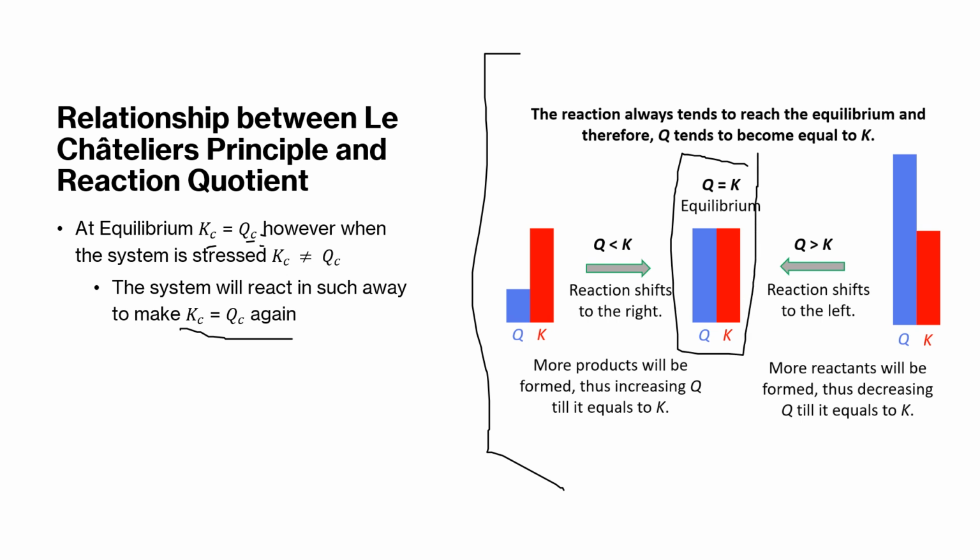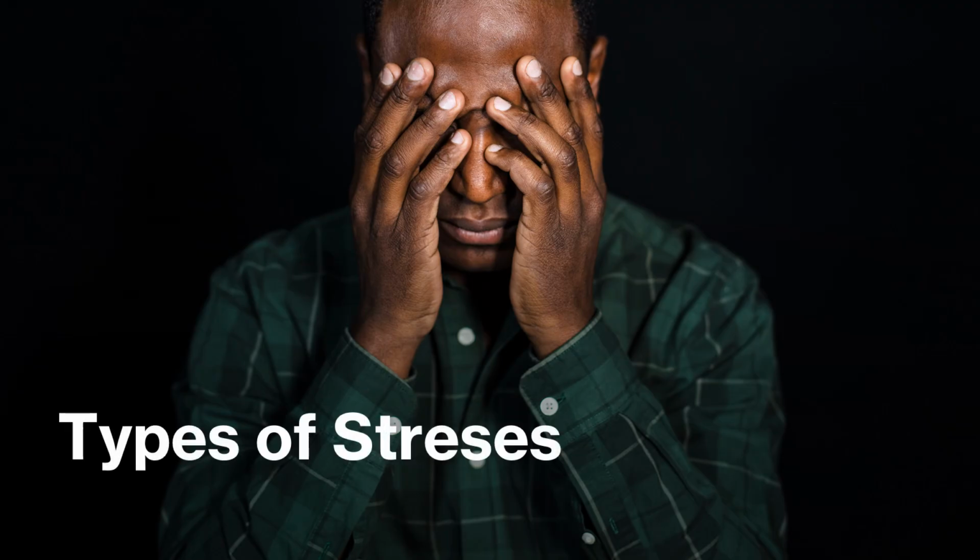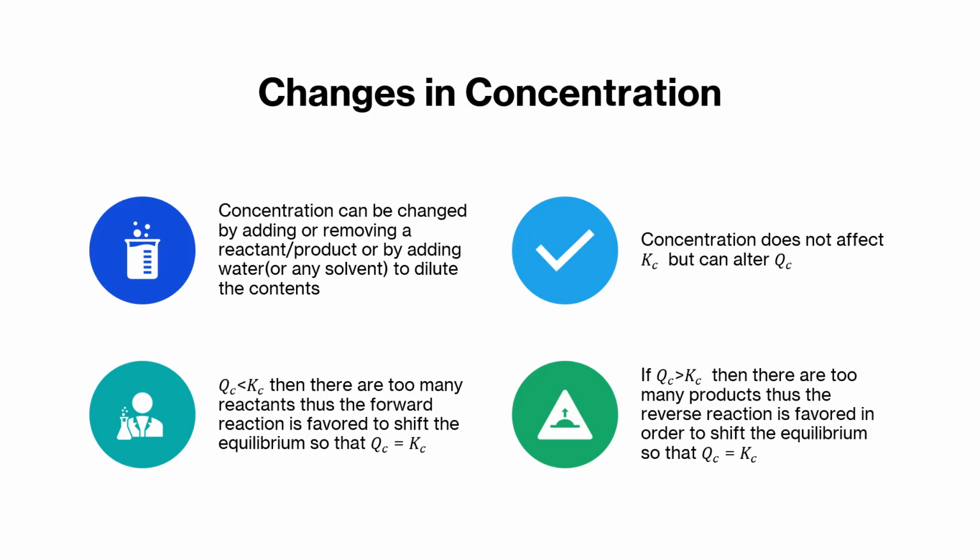If the reaction quotient is larger than the equilibrium constant, then the reaction will shift to the left, favoring the reverse reaction, as more reactants must be formed to decrease the reaction quotient until it equals the equilibrium constant. Now let's talk about the various types of stresses and their effects on Le Chatelier's principle and the reaction quotient.